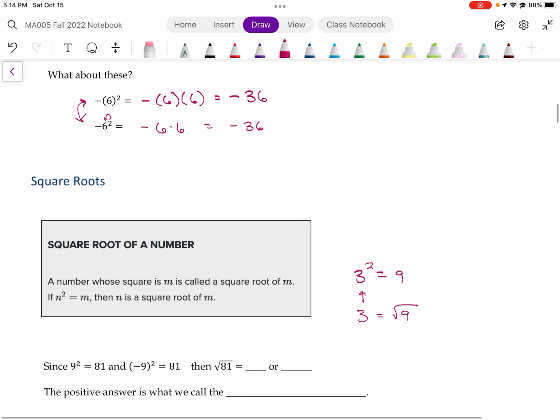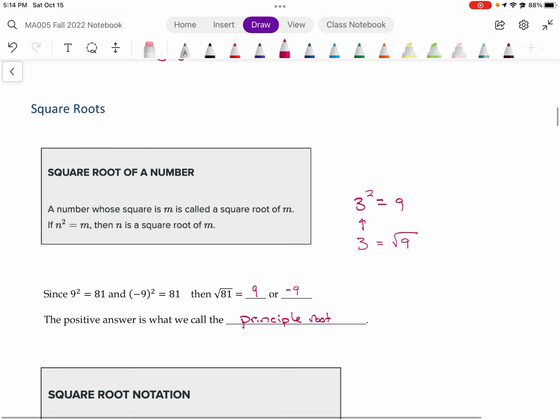Okay? So since 9 squared is 81, and negative 9 squared is 81, then technically the square root of 81 could be 9, or it could be negative 9. The positive answer is what we call the principal root, or the principal square root. And we're just going to be using the principal roots in this class.